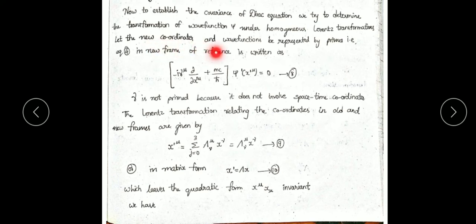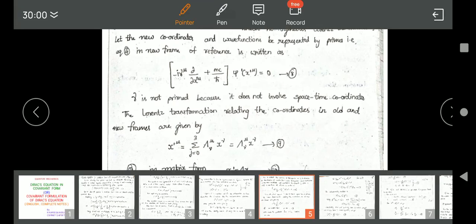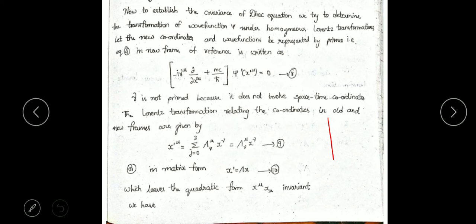Let the new coordinates and wave functions be represented by primes, that is, after transformations. Just like if we apply a transformation like rotation of the axes, so this is the x axis and y axis. If we rotate them a little bit, these are the new axes, x dash, y dash. Initially it was x, y.